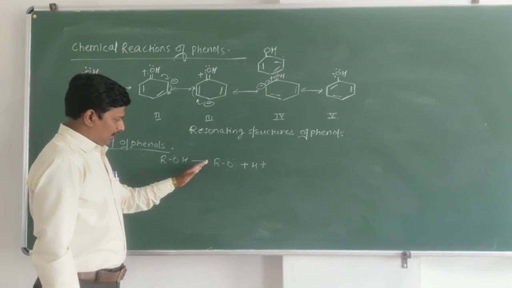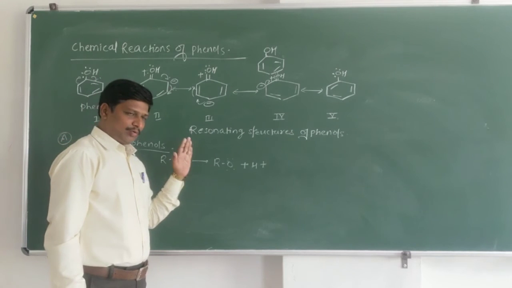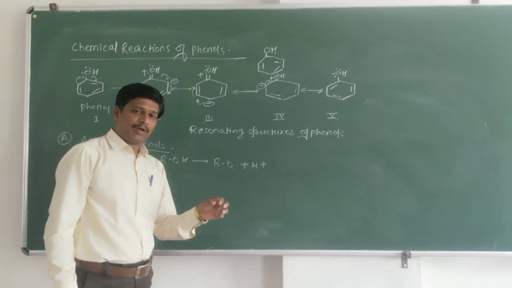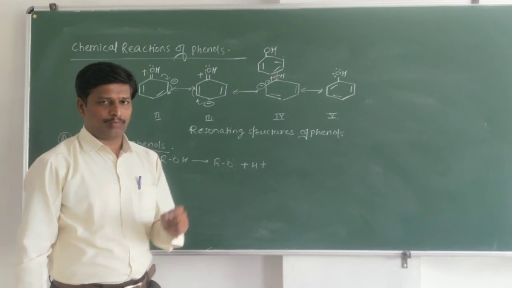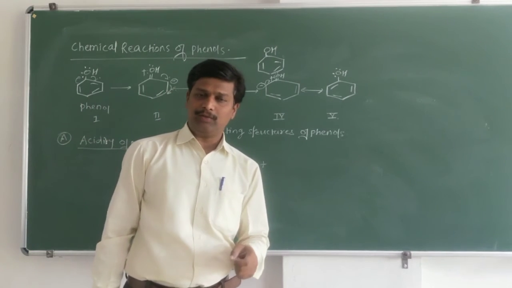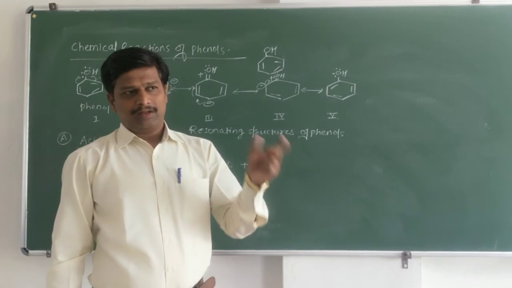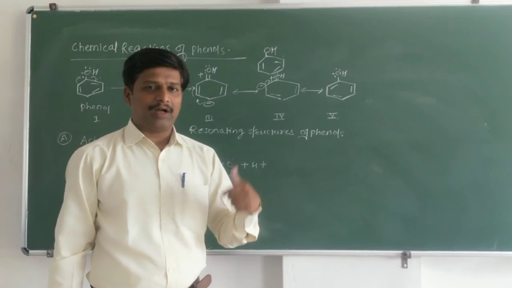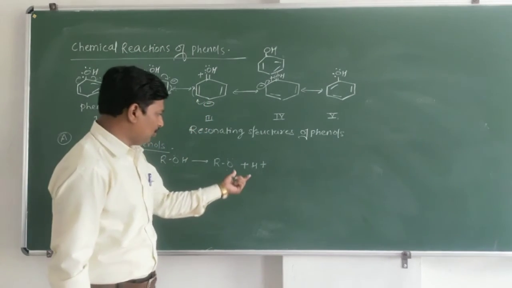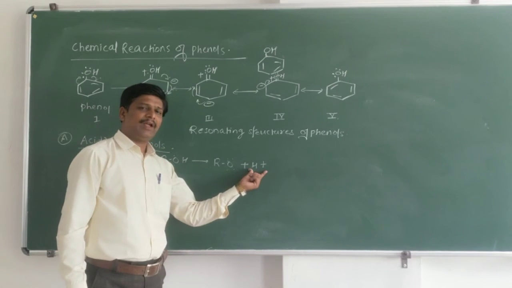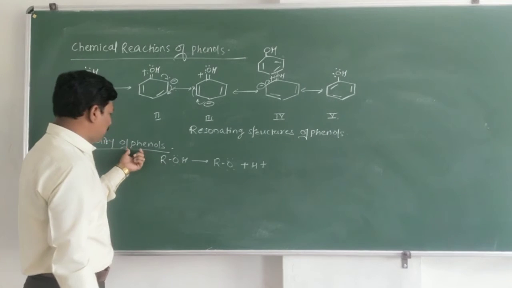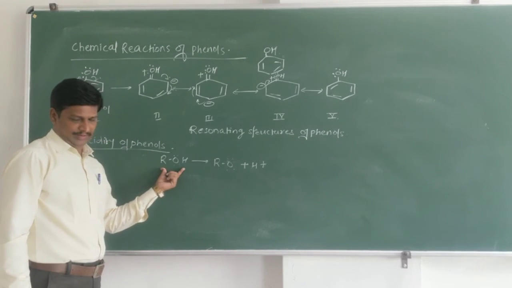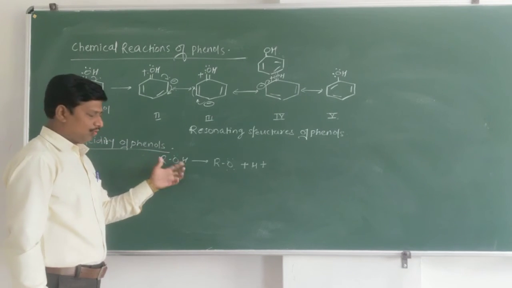Along with this point I have told you that when alcohols react with alkali metals like sodium metal, potassium metal, or aluminum metal, they give the corresponding alkoxides with evolution of hydrogen gas, and this evolution of hydrogen gas indicates that alcohols are acidic in nature. So you know that very well.